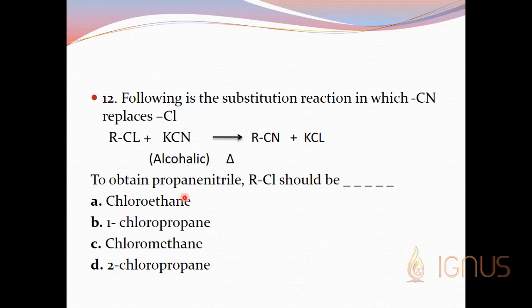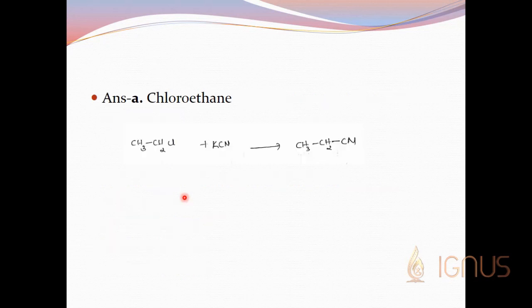Let us discuss the solution for this question. Answer is chloroethane. When we treat chloroethane with KCN, you will get propanenitrile. 1, 2, 3. You have to count the carbon of the cyanide also. It has 3 carbon atoms, hence it is propanenitrile.